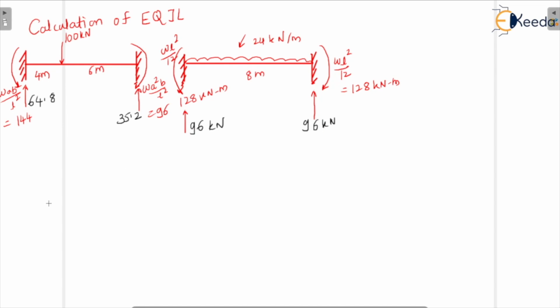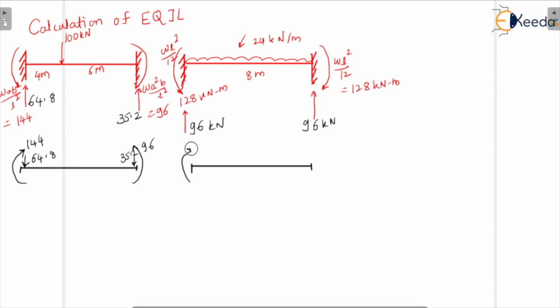So how are we going to show an equivalent joint load? Okay, so equivalent joint load we can show by again redrawing these two members. So here we are going to show moment 144, in the opposite direction moment we are showing 96, and the reactions also in the opposite direction, 64.8 and 35.2. Again here 128 kilonewton meter and the load like this 96. So here also it is 96 and the moment is 128 kilonewton meter.